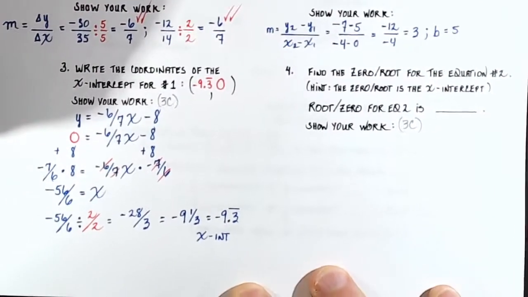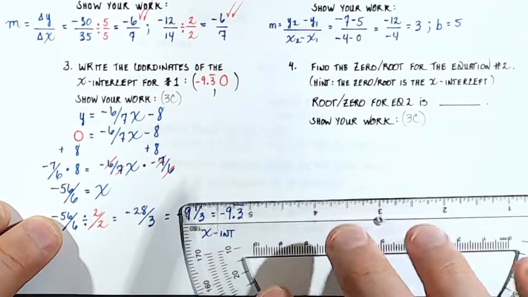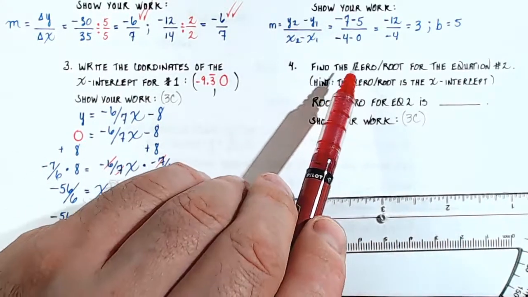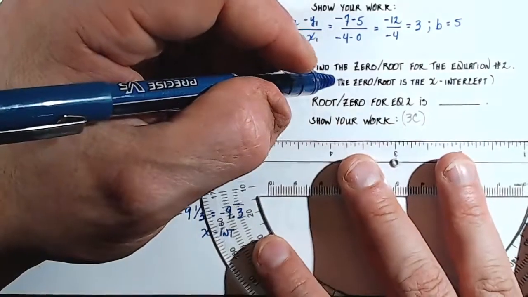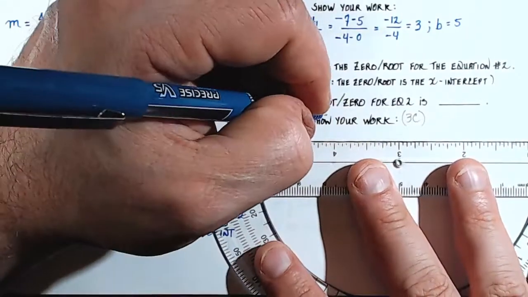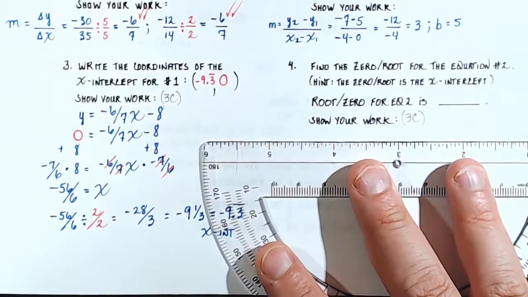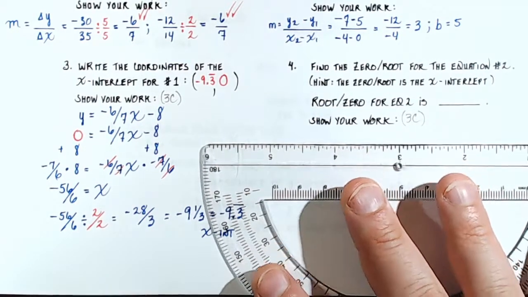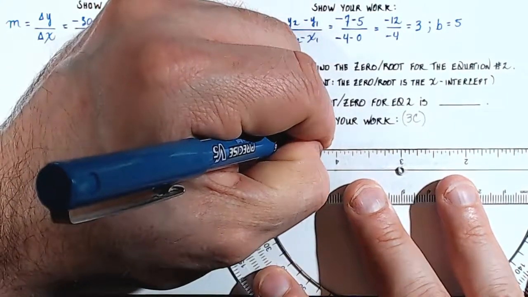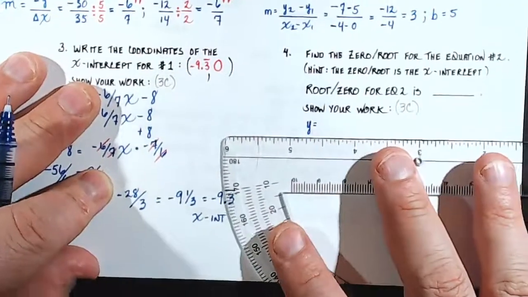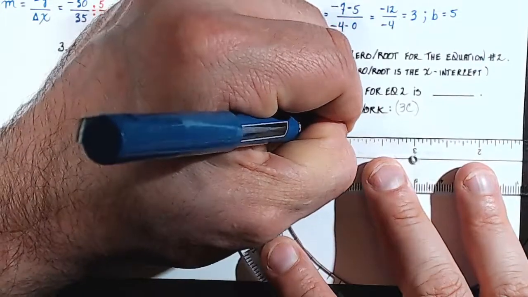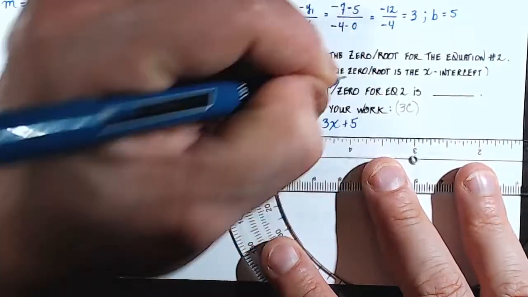So let's go down here to number 4 and find the x-intercept. It says find the 0 or root for the equation in number 2. Hint, the 0 or root is the x-intercept. I want to do this because I actually want to plot this point and show you that this will fall right in line with the 2 points you're already given. So first, let's write y equals the equation we found, 3x plus 5.